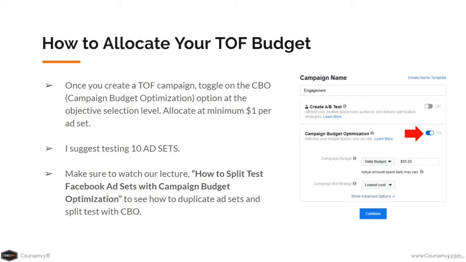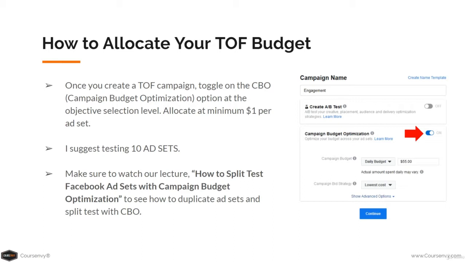So once you create a top of funnel campaign, toggle on the CBO or campaign budget optimization option at the objective selection level. So one rule, allocate at minimum $1 per ad set. Obviously that's just the low. It will be a lot higher because, for my example, I'm allocating 100 daily budget just for this top of funnel. So as for split test, I suggest testing 10 ad sets.